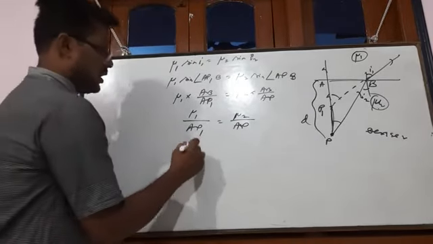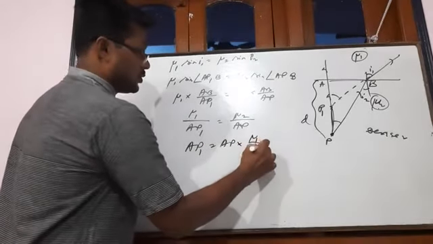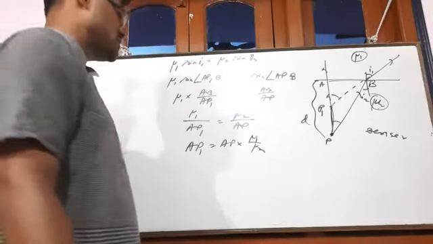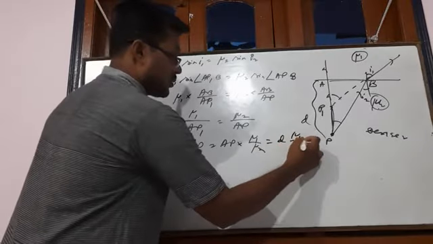Now AP1 equals AP into mu1 by mu2. This is the relation. Now if we consider this distance is D here, then D into mu1 by mu2.